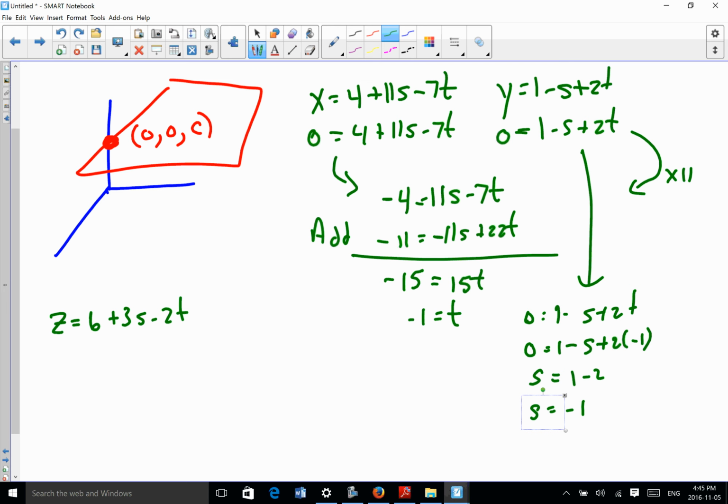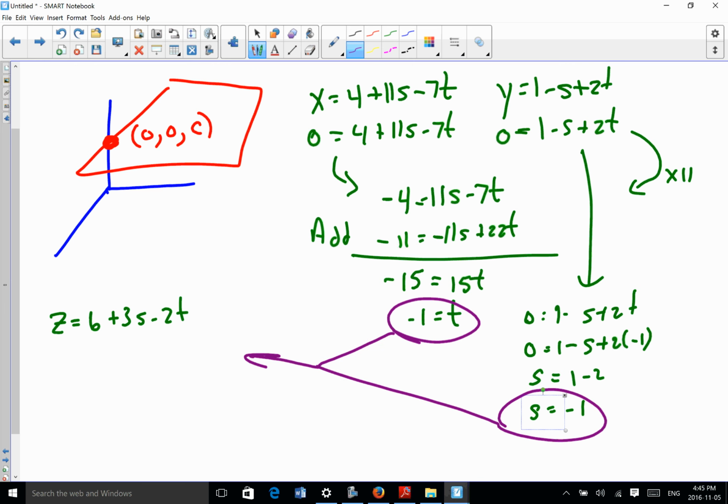I can solve these two equations simultaneously and get z. So let's take this, and put them both in over here. So z equals 6 plus 3 times s, which is negative 1, minus 2 times t, which is negative 1. So z will be 6 minus 3 plus 2. In other words, z is 5. Okay?